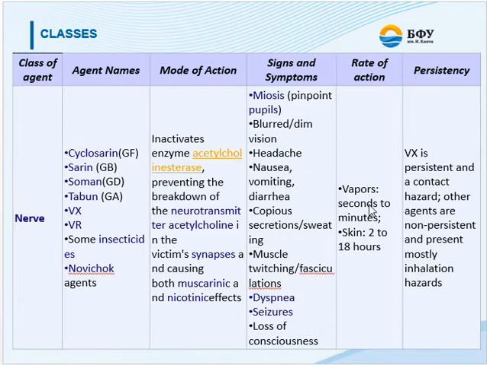Rate of action: vapors, seconds to 2 minutes. Skin: 2 to 18 hours. Persistence: weeks, persistent and a contact hazard. Other agents are non-persistent and present mostly inhalation hazards.